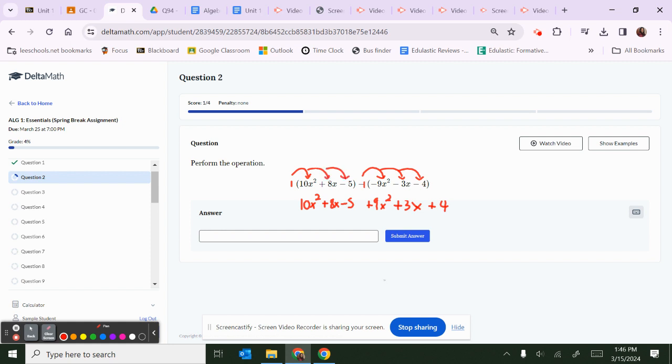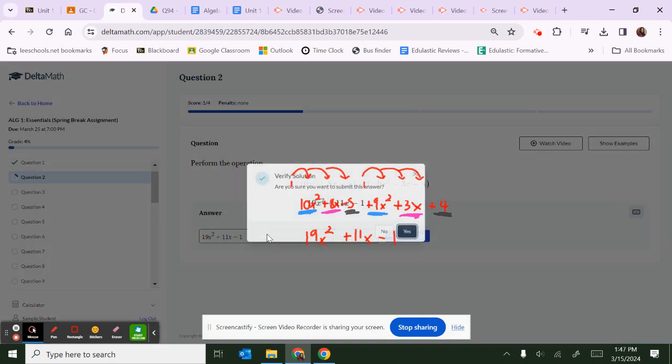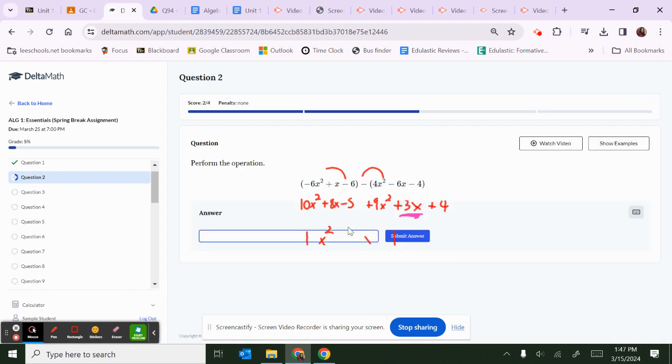Now I'm going to add and subtract and combine like terms. What's the like term that goes with that 10x squared? The 9x squared. So 10x squared minus 9x squared is 19x squared. What's the like term that goes with this 8x? The 3x. So 8x plus 3x is 11x. And what's the like term that goes with this constant? The positive 4. So negative 5 plus 4 is negative 1. And that would be my result. So let's put that in: 19x squared plus 11x minus 1. So let's try another one, guys.